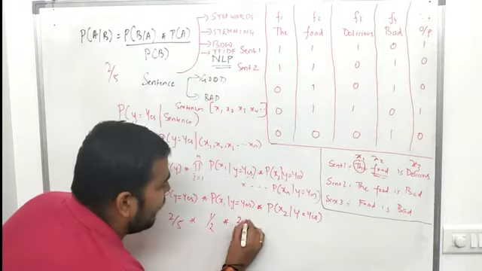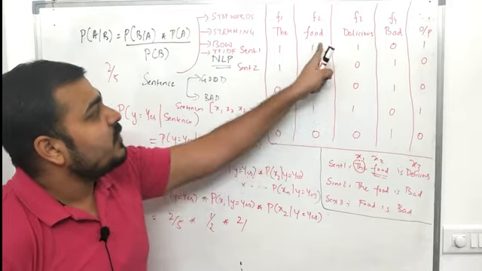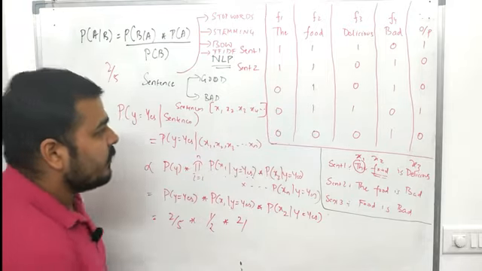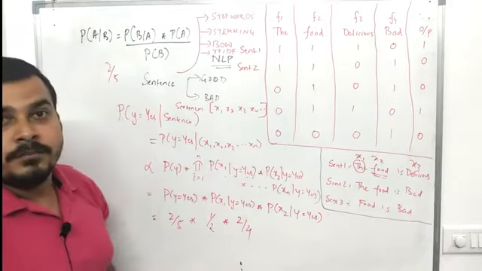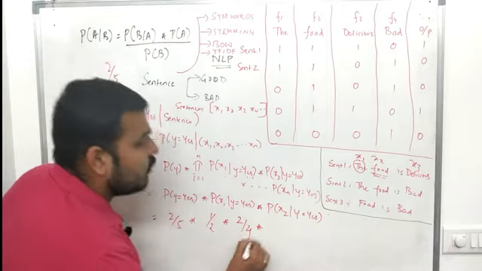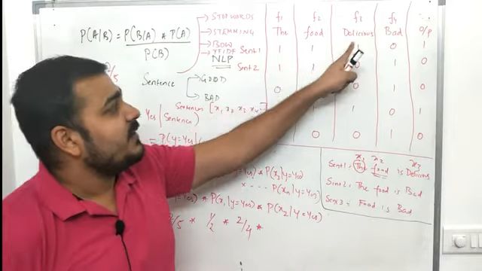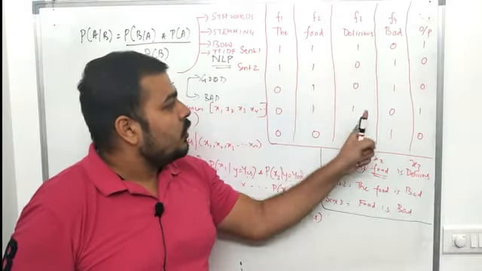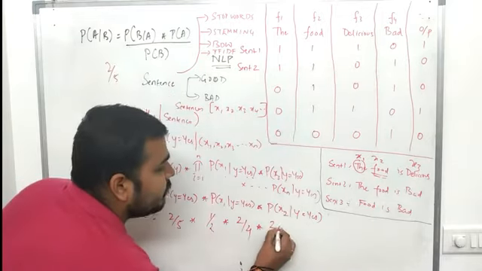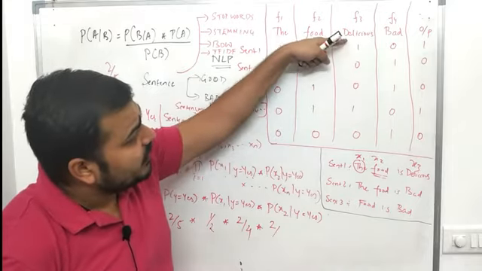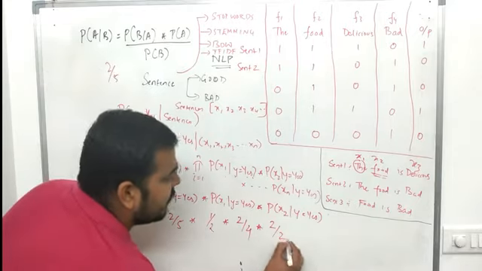So it will be 2 divided by how many number of times food is present? 1, 2, 3, 4, right? So this will be nothing but 2 by 4. Like this, I will also go and find out for the word delicious. Now delicious, how many times is it present with output as 1? 1, 2, right? 2 times it is present. And how many times is delicious present? 1, 2. Again 2 by 2 is nothing but 1.